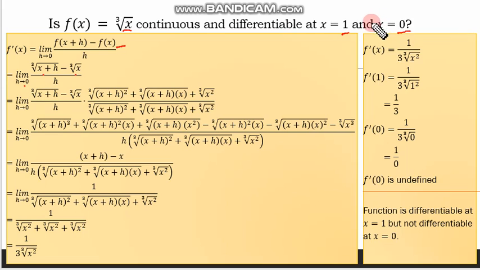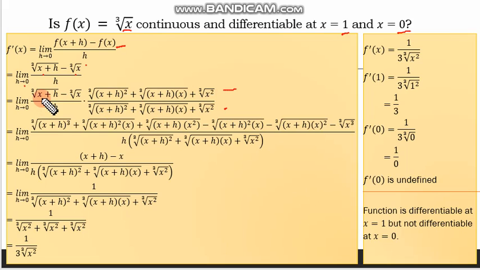So in this case, we need to rationalize the function. We should multiply the numerator and the denominator by the conjugate of the numerator in order to get rid of the radical sign in our numerator. So for the cube root of x plus h minus the cube root of x, the conjugate is the cube root of x plus h squared plus the cube root of x plus h times x plus the cube root of x squared. We will multiply that in both the numerator and the denominator.